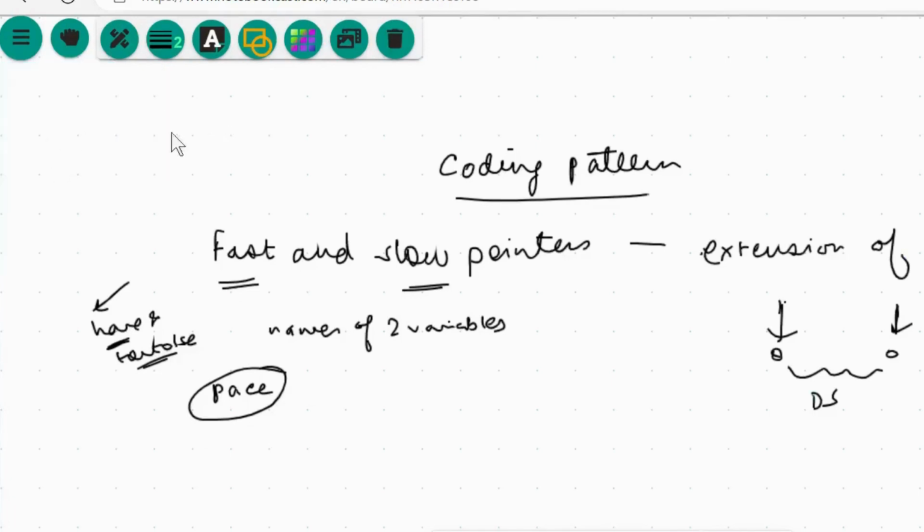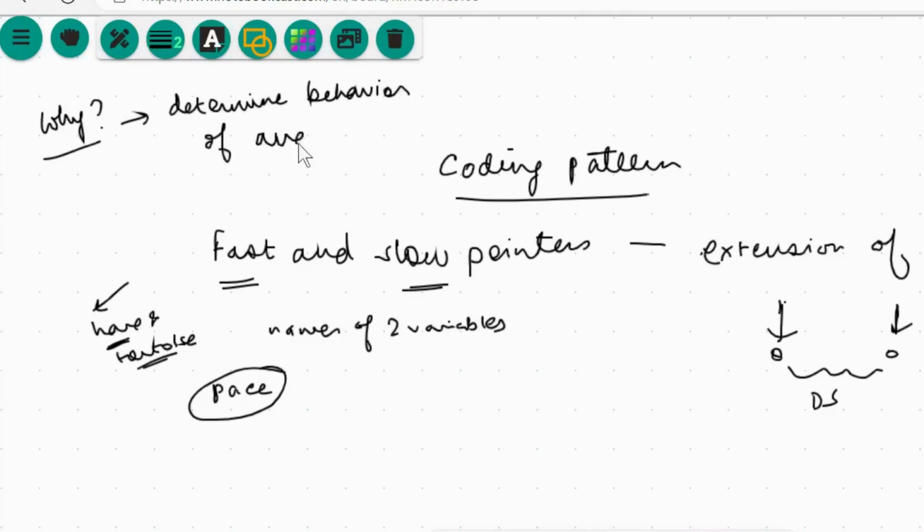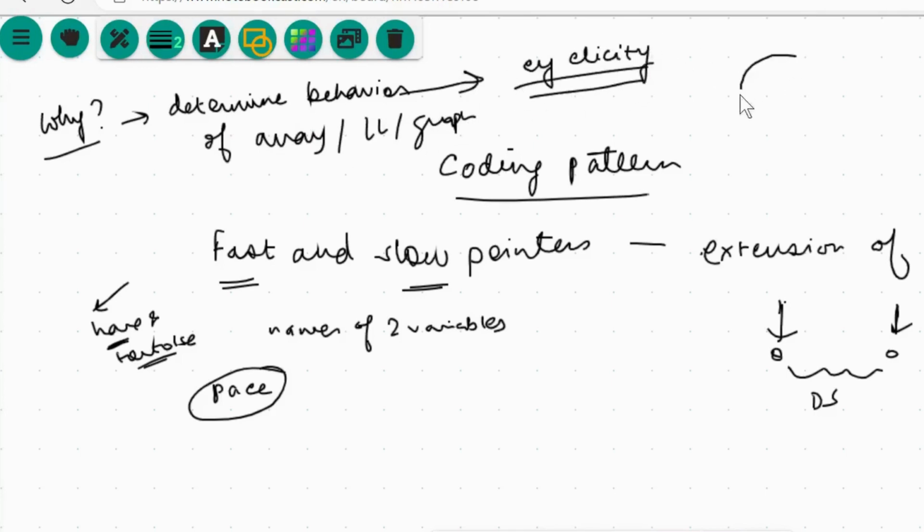Now the next question arises: why do we need this pattern? This pattern is useful to determine the behavior of the underlying data structure. It can be an array, a linked list, or a graph. When I say behavior, I specifically mean the behavior of cyclicity. What does cyclicity mean? It refers to a data structure which is cyclic in nature, something which has a loop within it.